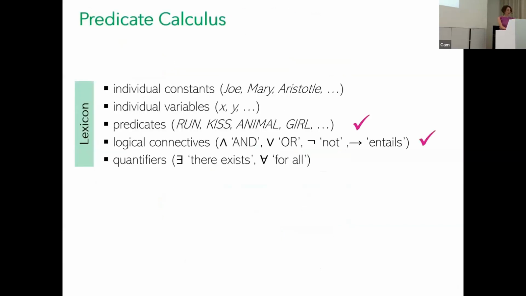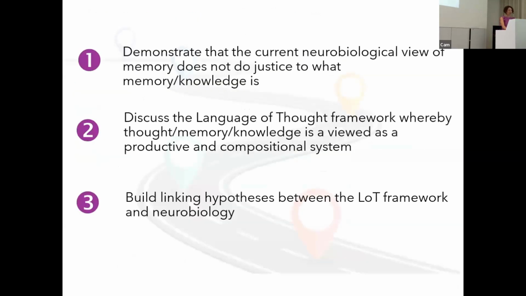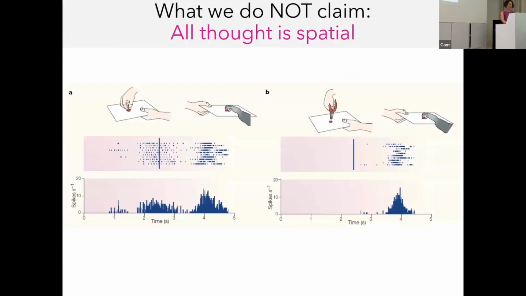Okay, so this brings me to the end of the roadmap. I have a few things that I wanted to add, which are what we're not claiming. So we're claiming that spatial navigation contains the kind of ingredients that are needed for language of thought, but we're not claiming that therefore it is also spatial.